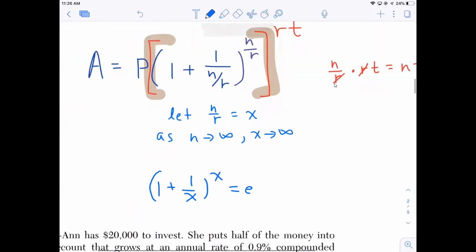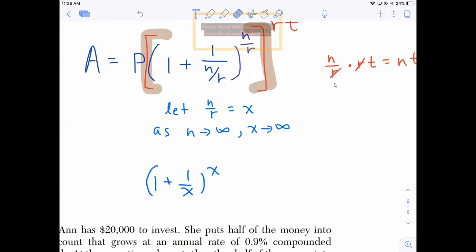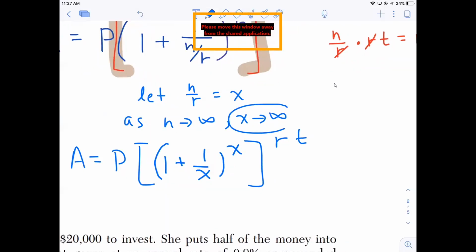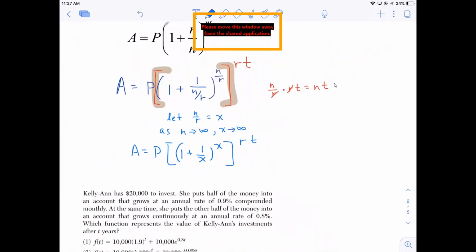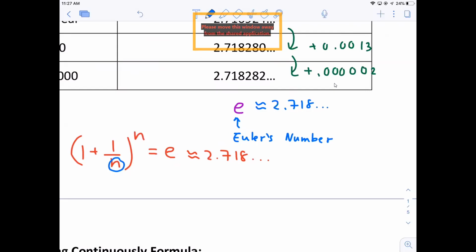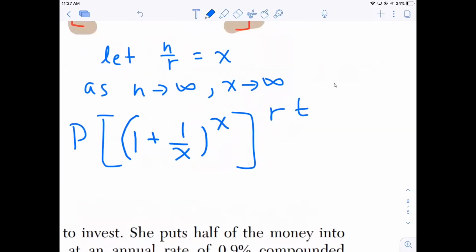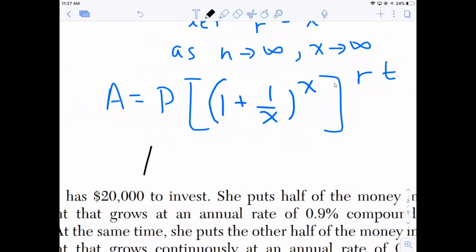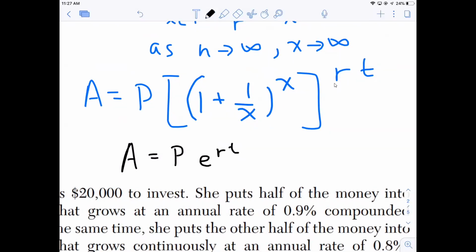So once I do that substitution, I get A equals P to all of this to the RT power. But as n goes to infinity, x also goes to infinity. And from what we discussed earlier from this table, as this value goes to infinity, 1 plus 1 over n to the n, or 1 plus 1 over x to the x, is equal to the value of e. So here is our final formula: A equals P times e to the rt.